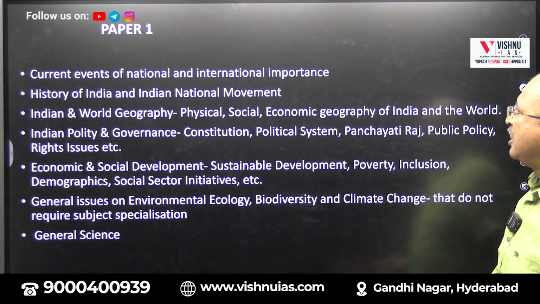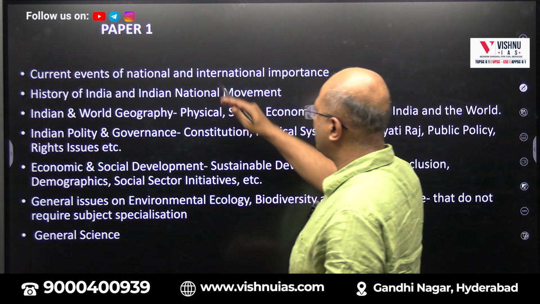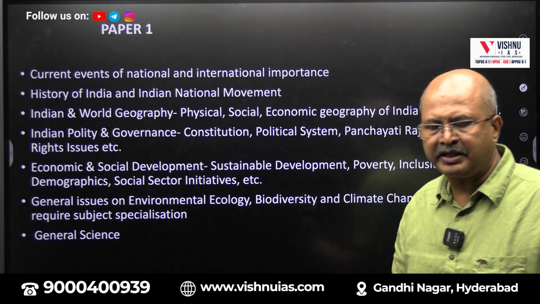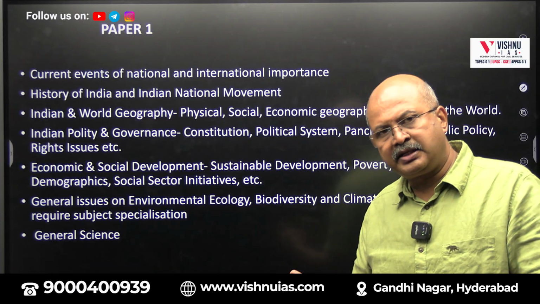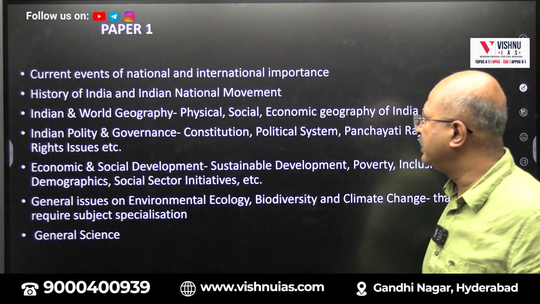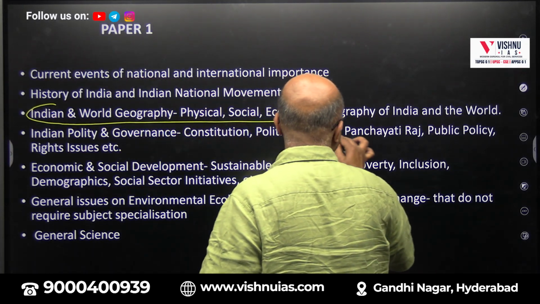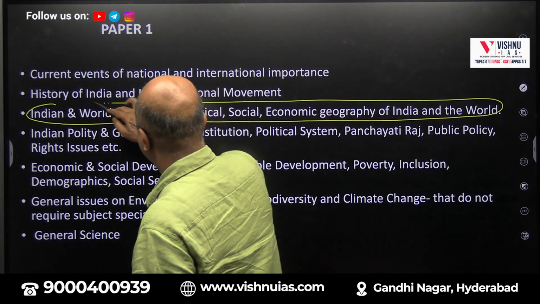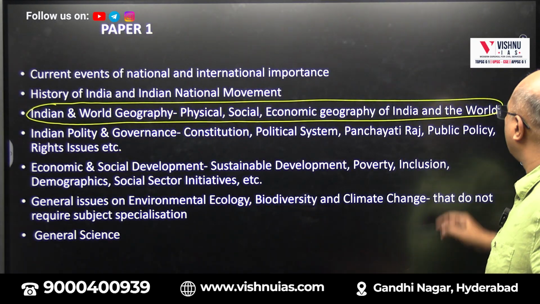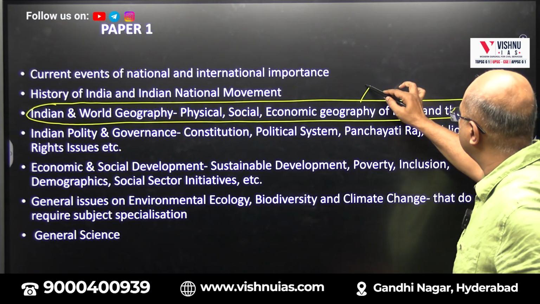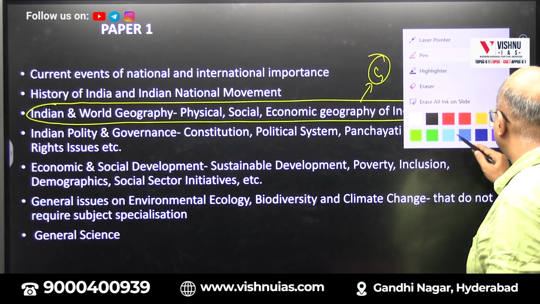Mains examination. Now what does paper 1 consist of? Paper 1 consists of all the subjects: humanities, you will find geography, you will find science and technology, everything will be there. But as a part of geography, the syllabus given is very simple. It says India and world geography, physical, social, economic geography of India and the world. So this plays an important role in the prelims aspect of geography.